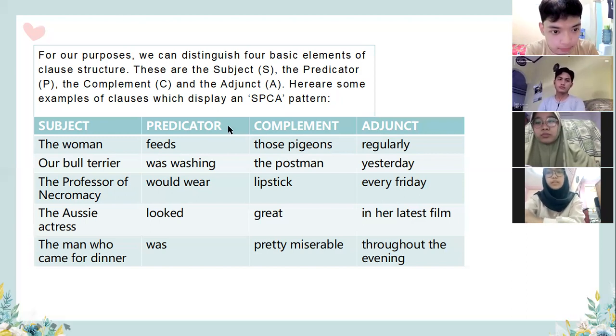Okay, thank you, Indra, for your explanation. Next slide. I will read the next slide. Indra, please, next slide.